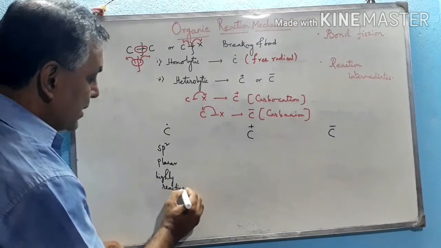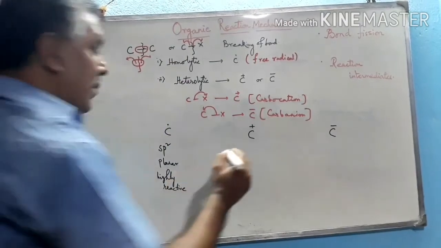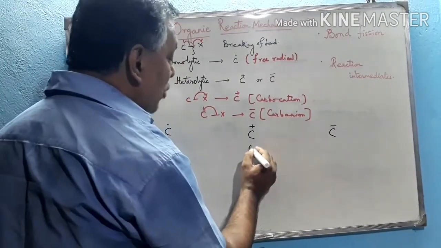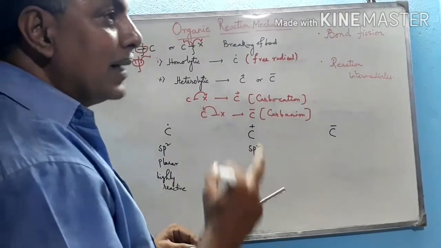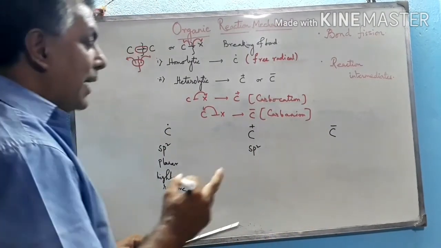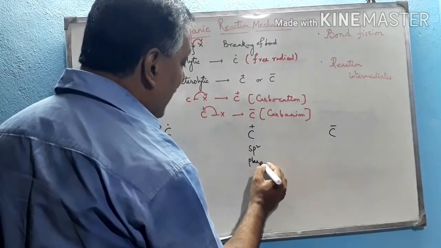But in case of heterolytic bond fission, it generates either a carbocation or a carbanion. We know that carbocation is also sp2 because it contains only 3 bonds. One orbital is totally empty, totally remains vacant, and hence it is sp2 hybridized. It is also planar, but it may get stabilized.